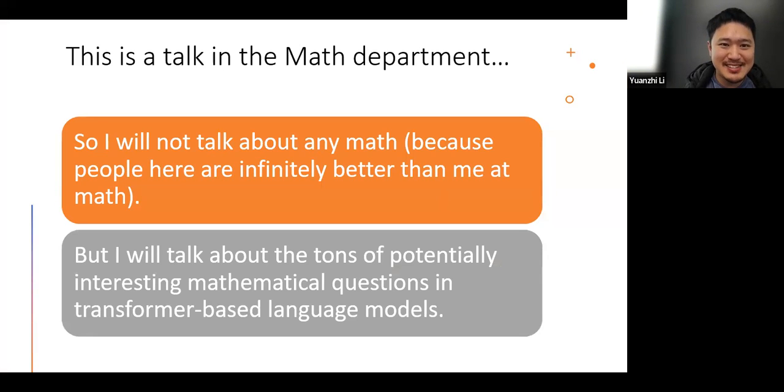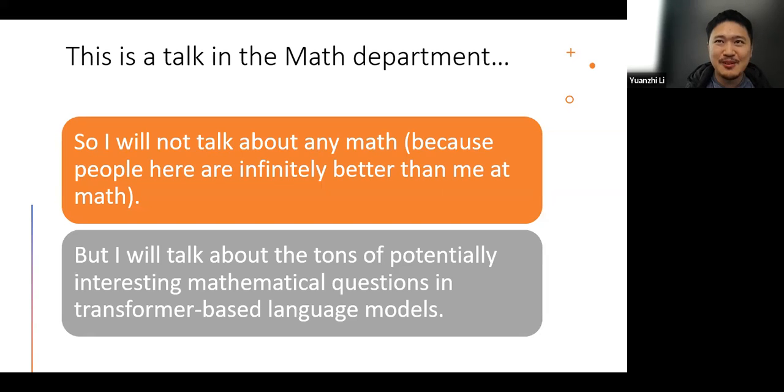As this is a talk in the math department, I will not talk about anything mathematical, because people here are infinitely better at math than me. So I'm not going to embarrass myself. But we will talk about potentially tons of interesting mathematical questions raised by large language models, and how we could think about them from a mathematical perspective.